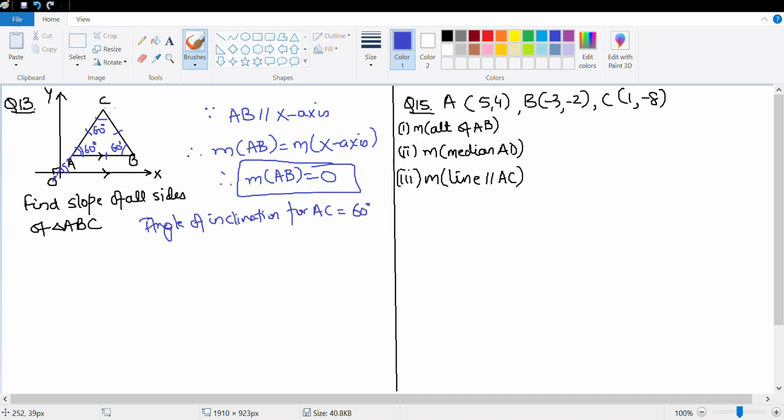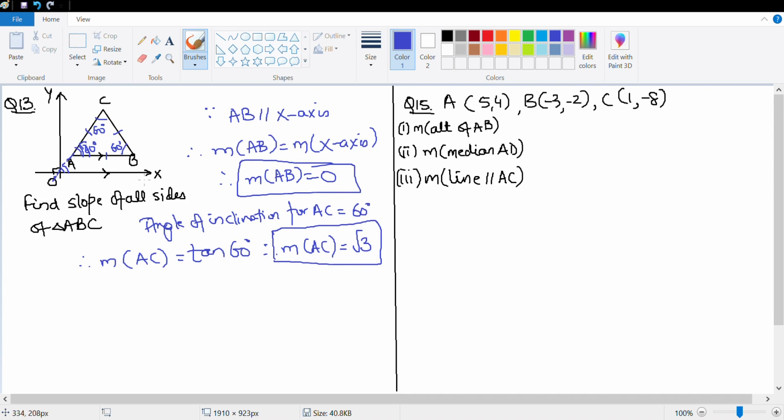This is a positive slope because the angle is being taken in the anti-clockwise direction. Therefore the slope of AC will be equal to tan 60 degrees. Therefore the slope of AC is equal to root 3. Yes, it's equal to root 3. Slope tan 60 degrees is equal to root 3.